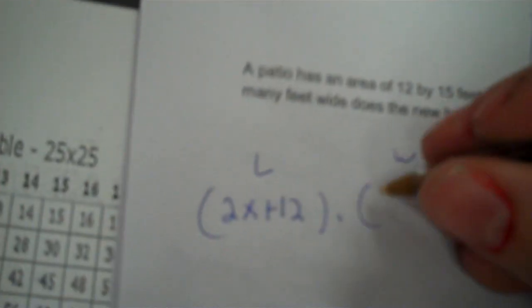So from here to here is 12. And we don't have these, so that's x. So that's 2x plus 12. It's got to be 2x, not x to the second, because you're adding 1x and 1x, that's 2x. Now, the width, that's the side dimension, okay? So from here to here is 15, x and x, that'd be 2x plus 15.